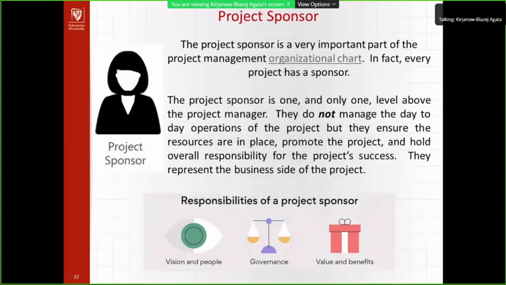And a few words about the project sponsor. The project sponsor is a very important part of the project management organizational chart. In fact, every project has a sponsor. The project sponsor or executive sponsor is a person or a group of people at the senior management level. They are responsible for the success of our project and provide necessary guidance and resources to the project team and manager. And ideally, the project sponsor provides high project sustainability, strategic plan, and successful implementation of the project objectives.